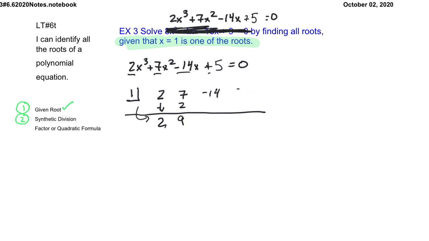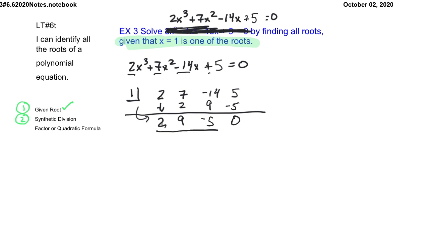Okay, it's 5. So again, we're doing synthetic division. Brought the 2 down. 2 times 1 is 2. 7 plus 2 is 9. Now I take 1 times 9, and I get 9, and I add, and I get negative 5. 1 times negative 5 is negative 5, and I get my 0. Awesome. When we give you a root, you should be able to divide and come up with something that works out without a remainder.